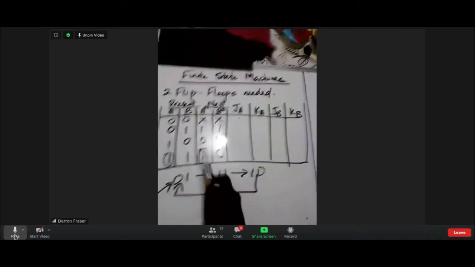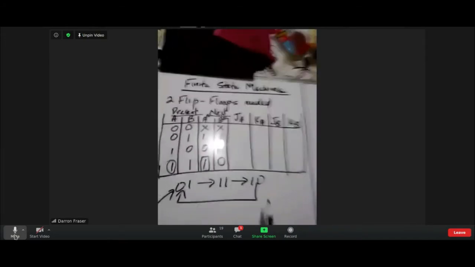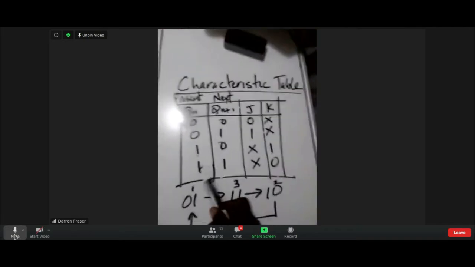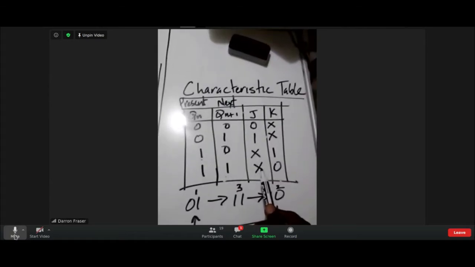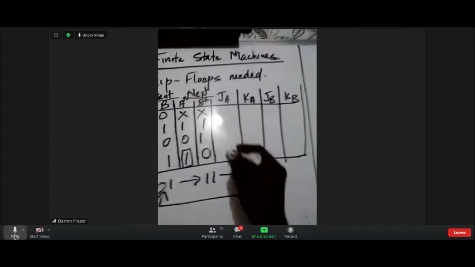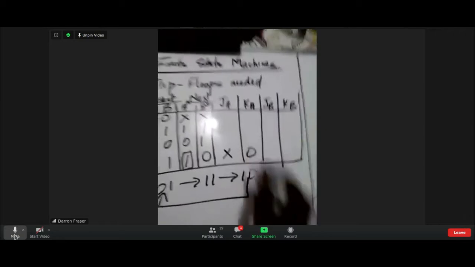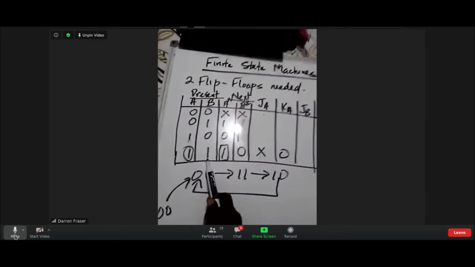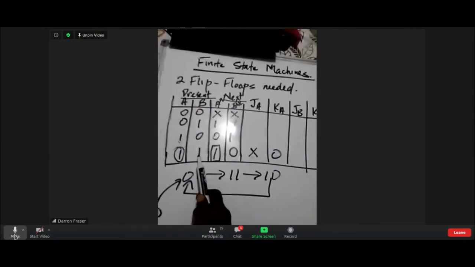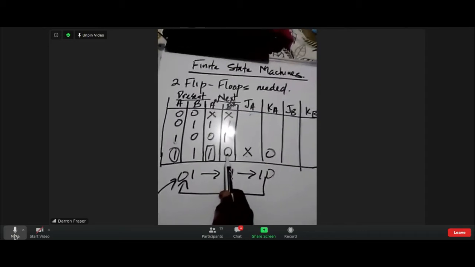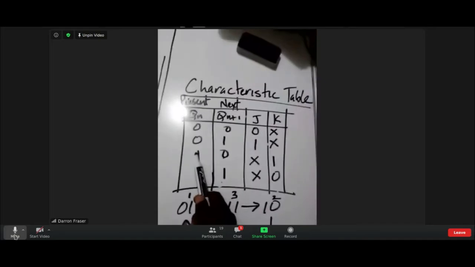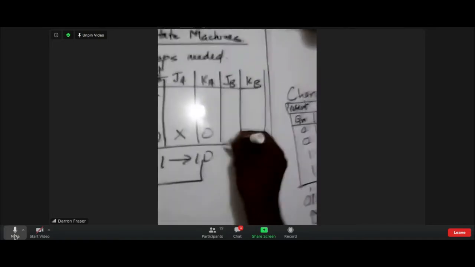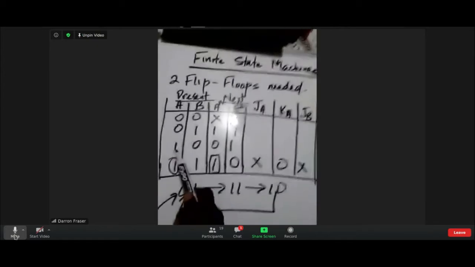Presently at 1, next state is 1. What do I need? Okay. Don't care for J and 0 for K. All right. So now we're going to fill in for this one. For B now, if I'm presently at 1, next state is 0. Presently at 1, next state is 0. K is 1. All right, so let me make it clear.